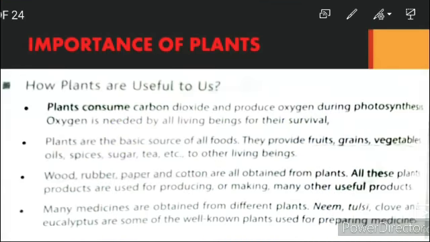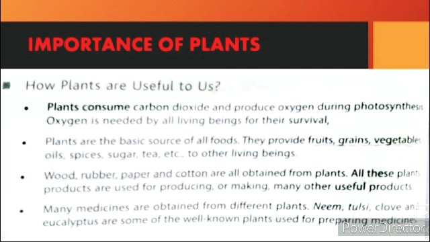So this was about classification of plants. Now let us see the importance of plants. How plants are useful to us. First point: plants consume carbon dioxide and produce oxygen during photosynthesis. Oxygen is needed by all living beings for their survival. Second point: plants are the basic source of all foods.